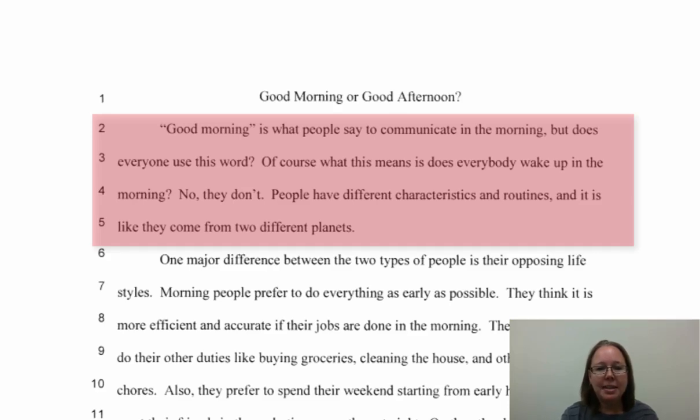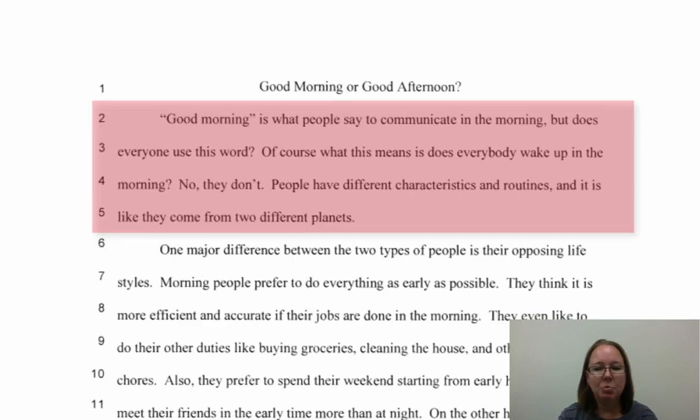And then notice at the end of the introduction, we have the thesis statement. People have different characteristics and routines, and it is likely they come from 2 different planets. So what is this writer going to be talking about? Different characteristics and routines. And we know that the writer is going to talk about the differences between 2 people.